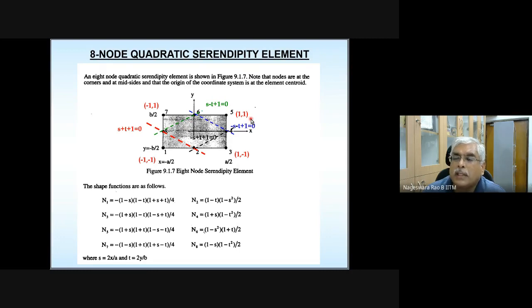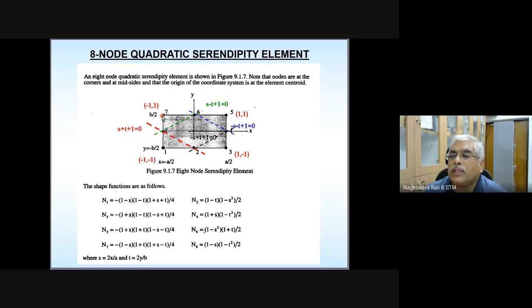So the expression for N1 should consist of the term t minus 1, so it should consist of s minus 1 and also t minus 1. By including these two terms, I am going to straight away satisfy the condition that N1 is equal to 0 along these edges, and at nodes 3, 4, 5, 6, 7.